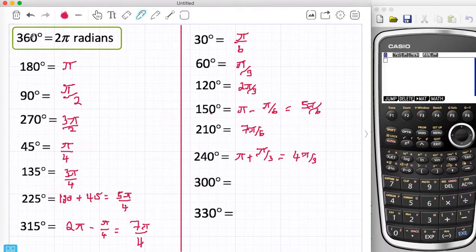300 is 360, which is 2 pi, take away 60. 2 pi take away pi over 3, and that's going to give me 5 pi over 3. And finally, 330, which is 360 take away 30, is going to give me 11 pi over 6. Now you can go through all of those, but basically you need to know how to work out each one because you'll be asked that on a non-calculator paper.